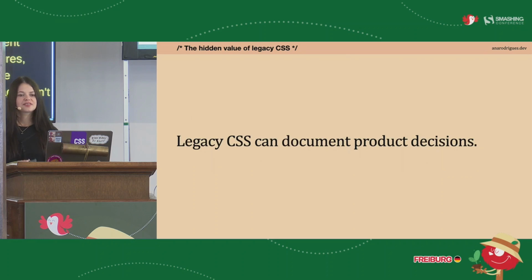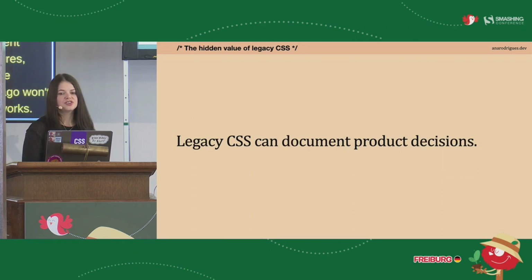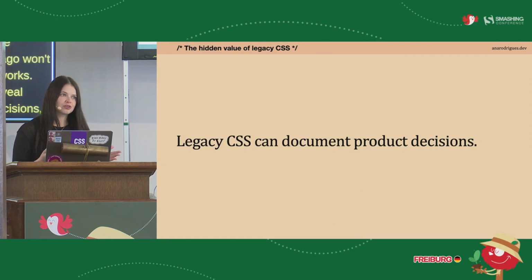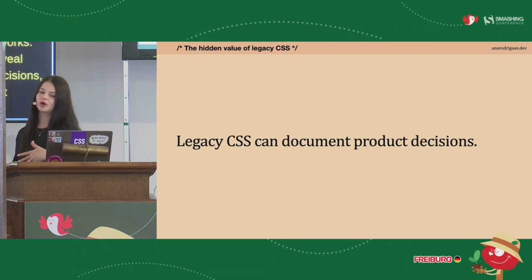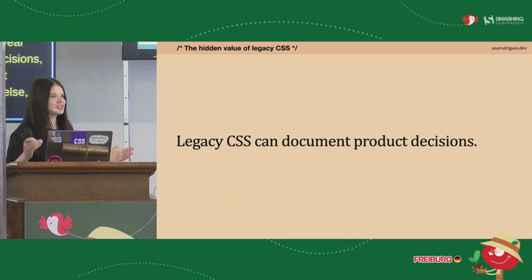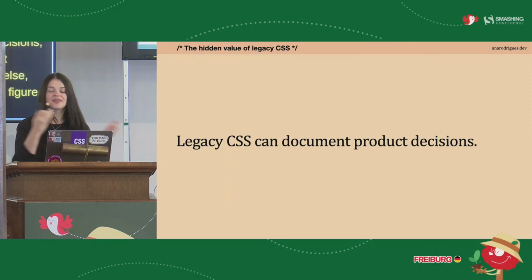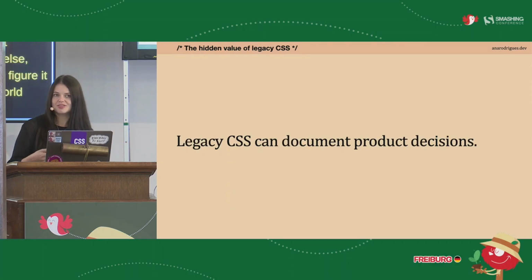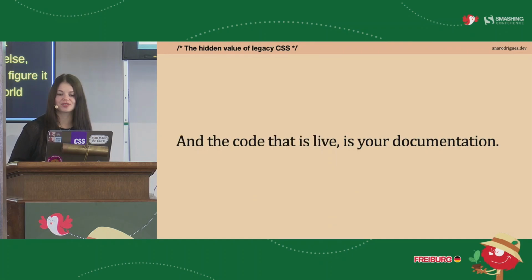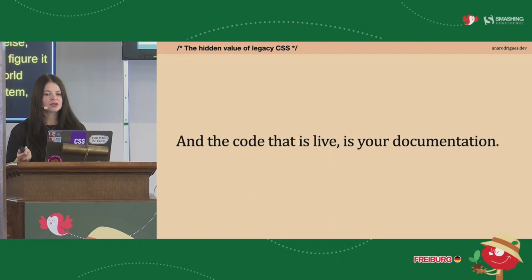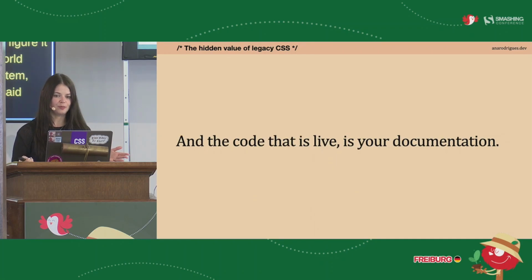And legacy CSS can reveal undocumented product decisions, especially when you inherit projects built by someone else. And you have to do a lot of figuring it out. We all want to live in a world where there's a design system and a dedicated team for said design system, but that very rarely happens. And more often than not, the code that is live is your documentation. It will have special considerations or is focused on certain user needs, and those probably are not documented anywhere else.